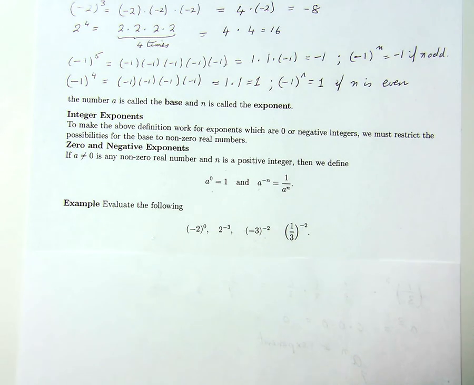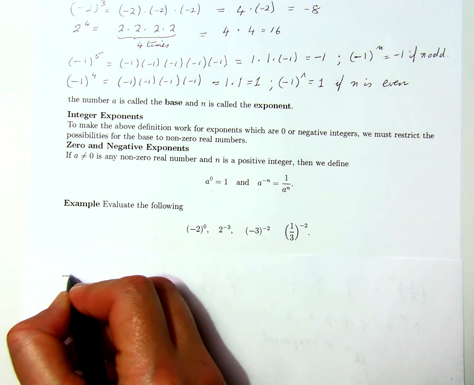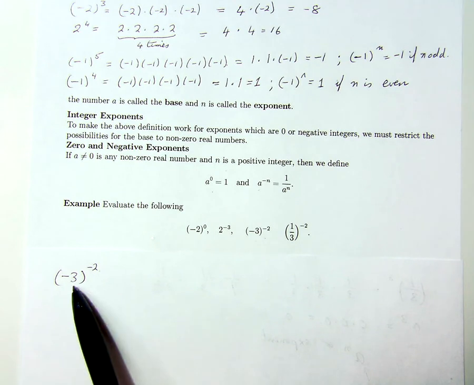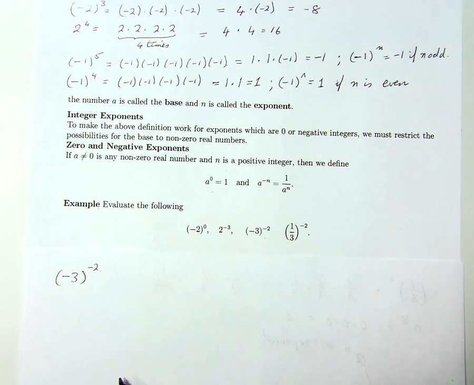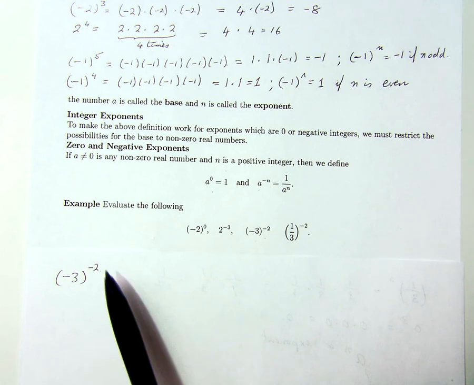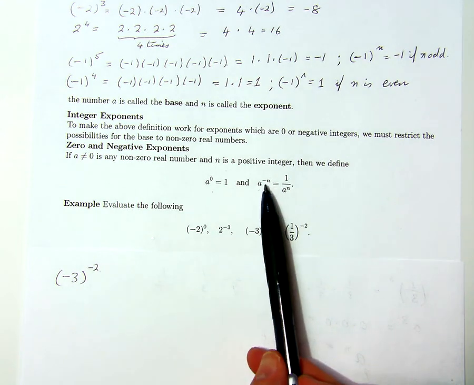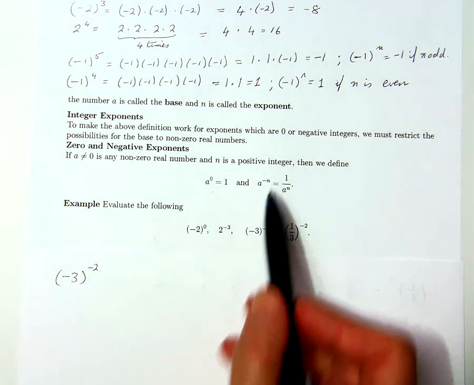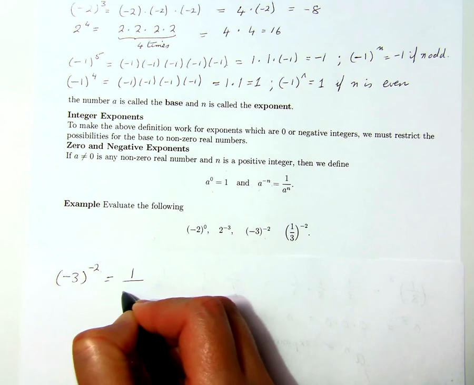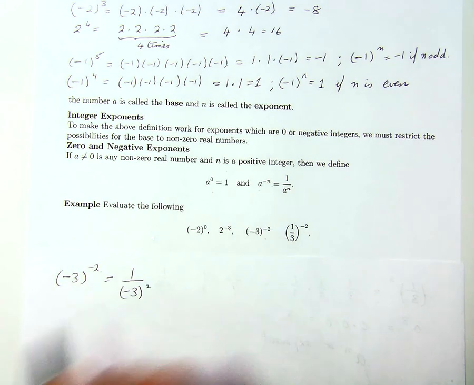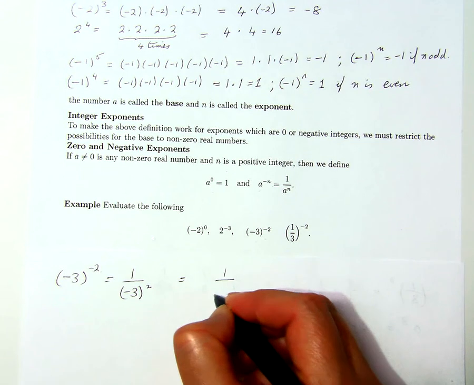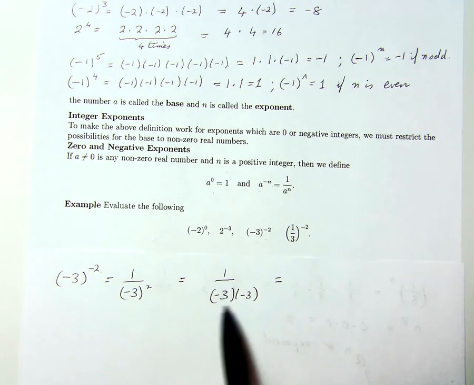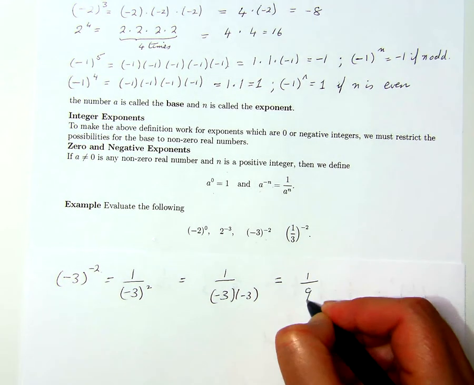Okay, so hopefully you've attempted those, and we have minus 3 to the minus 2. Well, a is minus 3 here, so it's a non-zero real number, and minus 2 fits the category minus a positive integer, so we have a definition for this. It's 1 over minus 3 to the 2. And this is equal to 1 over minus 3 times minus 3. Minus by minus gives us a plus, and that's 1 over 9.